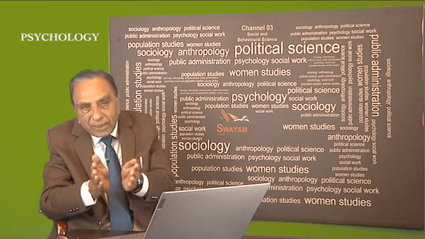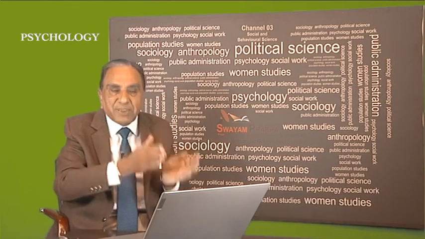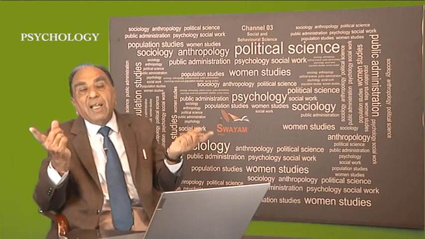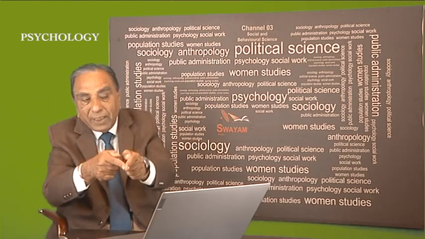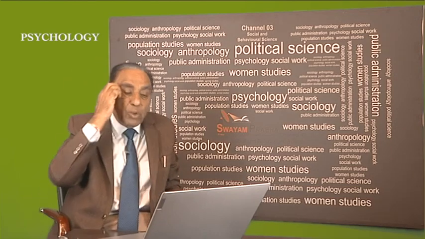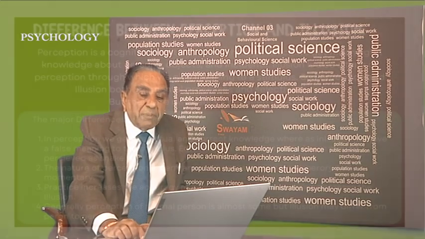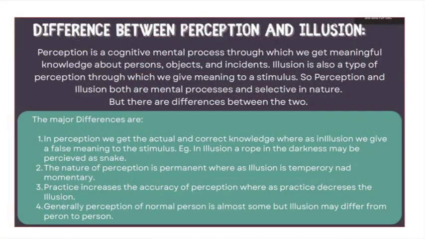The illusion which varies from person to person will be called personal, and the one which is for all, as I have told you, like a mirage or railway lines appearing to merge as one, will be universal. So it may be universal, it may be personal also. Now we will talk about the difference between perception and illusion.